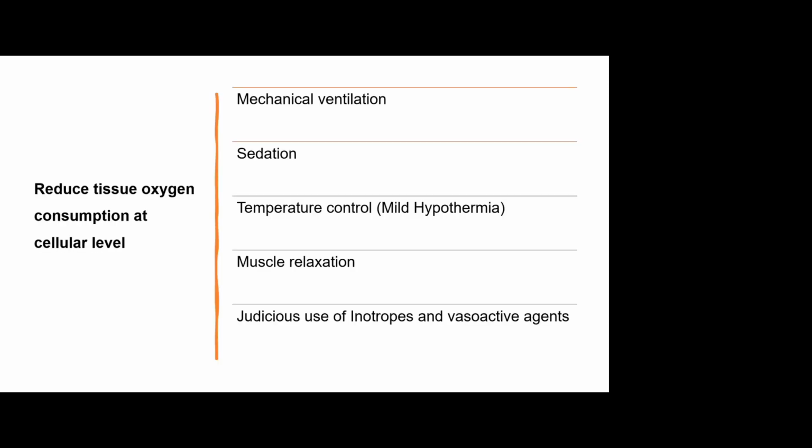Now, how can we reduce the oxygen consumption at the cellular level? We can do that by reducing the basal metabolic rate or the work of breathing, by mechanical ventilation, by sedating the patients, by mild hypothermia, around 36 degrees centigrade or so, muscle relaxation, and judicious use of inotropes and vasoactive agents, whereby we are not increasing the myocardial oxygen demand.